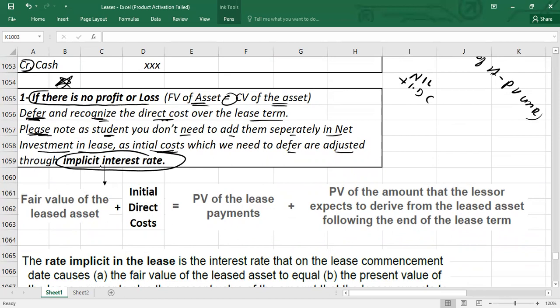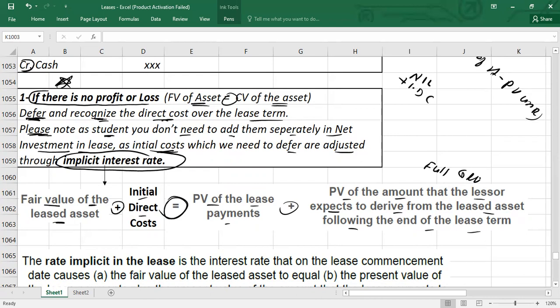So the implicit rate of interest is the rate which will equate these two sides of the equation. Which two sides of the equation? The first side is the fair value of the leased asset, to which the lessor will add initial direct cost. It should be equal to the present value of lease payments plus the present value of the amount that the lessor expects to derive from the leased asset following the end of the lease term. It means here the full amount of GRV, full, even if it is guaranteed or unguaranteed. So the lessor will calculate that rate. The rate will equate this equation. Actually that is called the implicit rate.